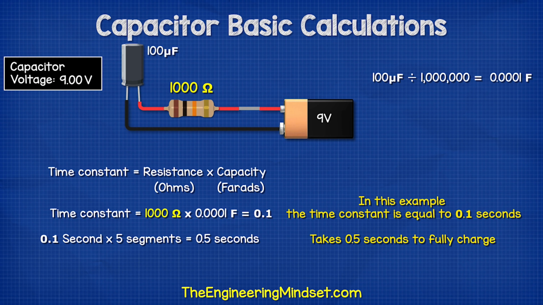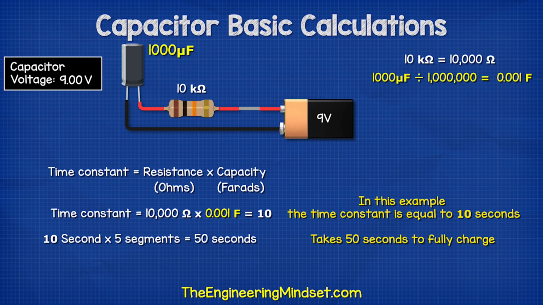If the resistor was just 1000 ohms, the time constant would be 0.1 seconds, so it would take 0.5 seconds to reach 9 volts. If the capacitor was 1000 microfarads, it would take 50 seconds in total.